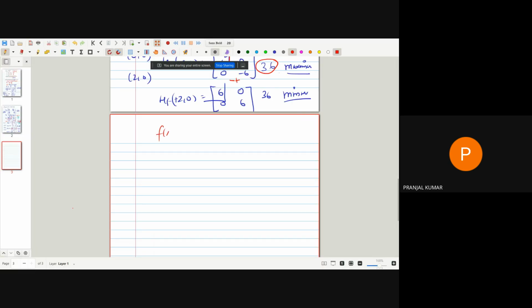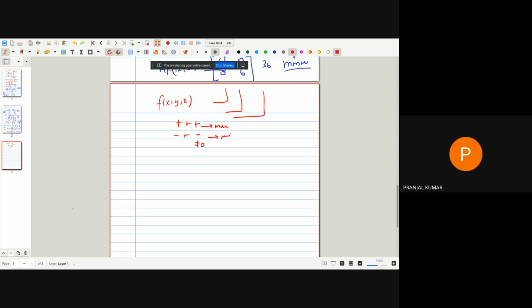For three variables, again there will be three submatrices. Plus plus plus is local minimum. Plus minus plus minus is maxima. Then if the determinant is not equal to 0 and it is not any of the above cases, then you have a saddle point, and if it was 0, then what you had was an inconclusive case.